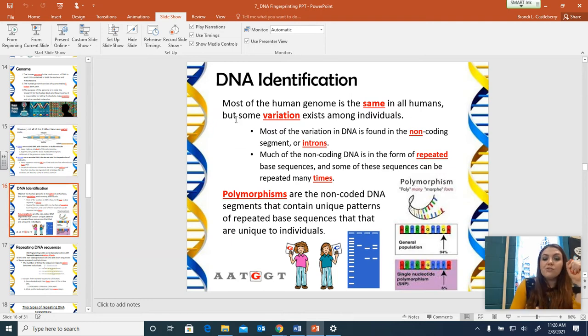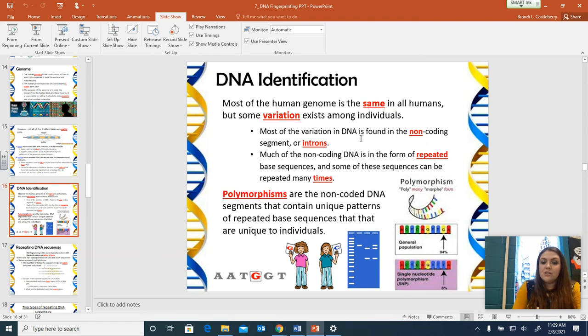DNA identification. So most of the human genome is the same in all humans because we have all the same parts. We have the same working eyeballs, same working digestive system, the same working skin type cells, like all of those things we need. We need heart cells, we need blood cells, we all need all that same stuff. So a lot of our genome, a lot of our DNA strand is coding for the same things. But some variation exists, obviously.